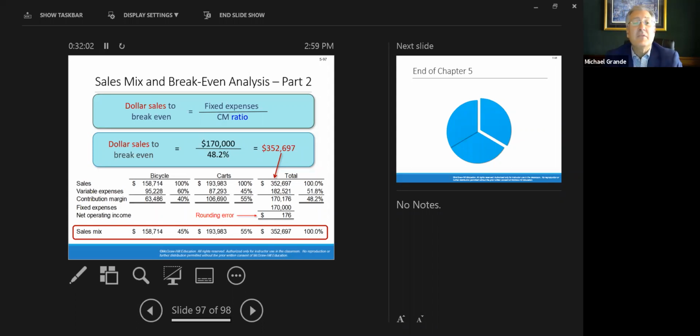Sales minus variable expenses equals contribution margin. On a combined basis, 170,000. Fixed cost, 170,000. You can see there's a slight rounding error here, not to worry about. So we're going to see an example of this when we do some of our problems.